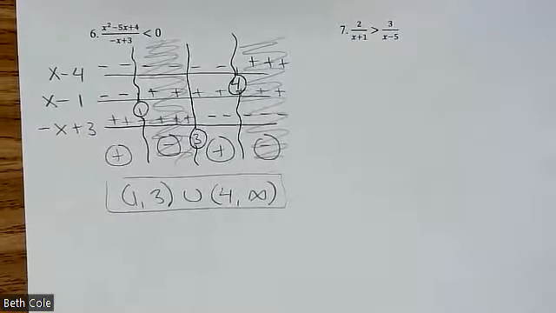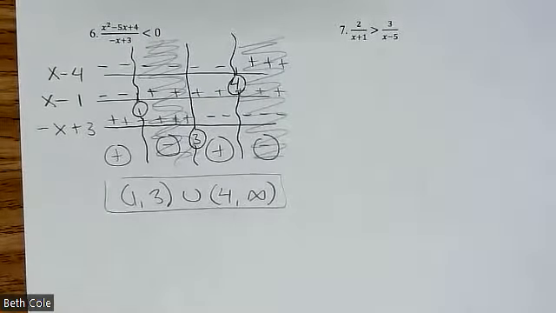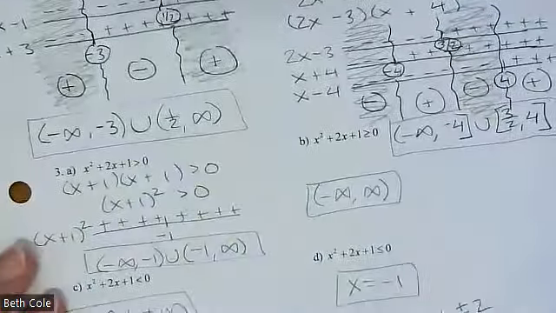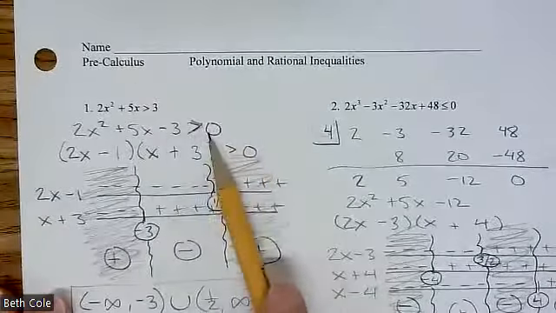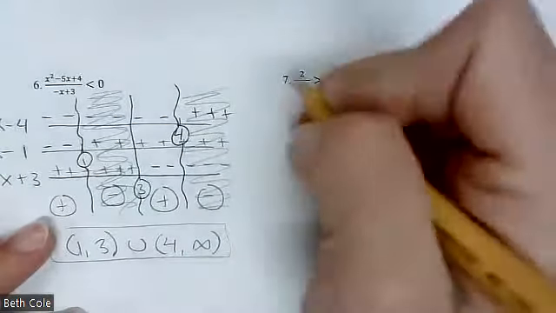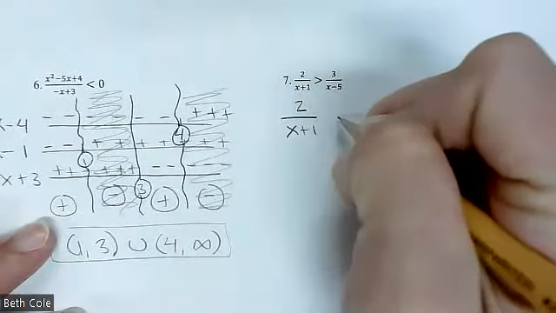Last one. Okay, listen carefully for this one, because this is the most commonly missed question on the test. You have to get 0 on one side first. Do you see how for all the other problems here we had 0, 0, 0, 0? Do you see how we made it 0 first? This one's no different. So I'm going to subtract this to the other side. You have to, it's a harder problem.